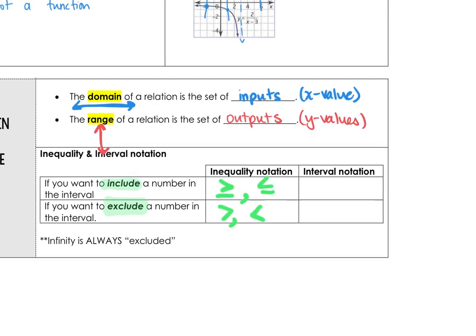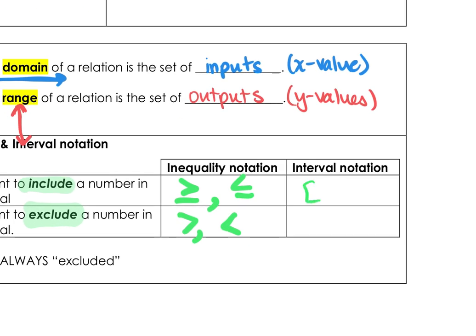Now, with your interval notation, that's where you use the brackets. Remember the brackets and the parentheses? If the value is included, that's when you use the square brackets.